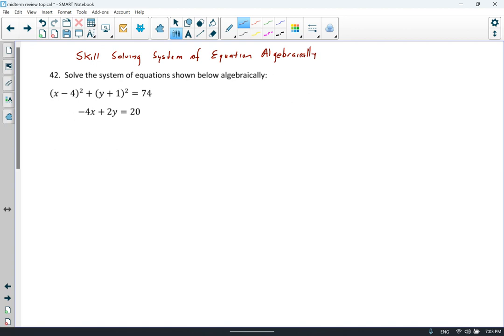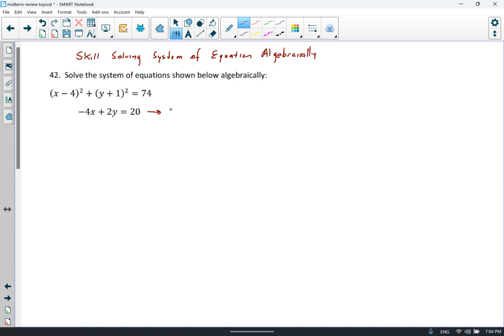And so we have the top equation, which is the equation of a circle, and it's more complicated than the second equation, which is linear. A linear equation, notice that all the exponents of both variables are 1. And so the first thing I want to do is solve for x or y. I'm going to isolate y.